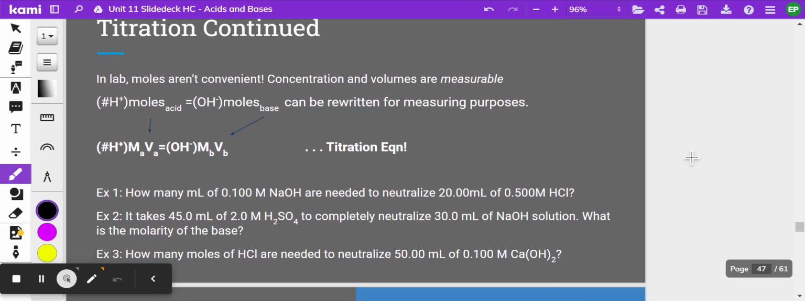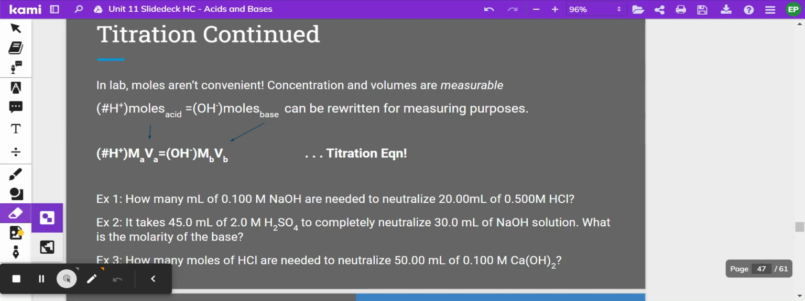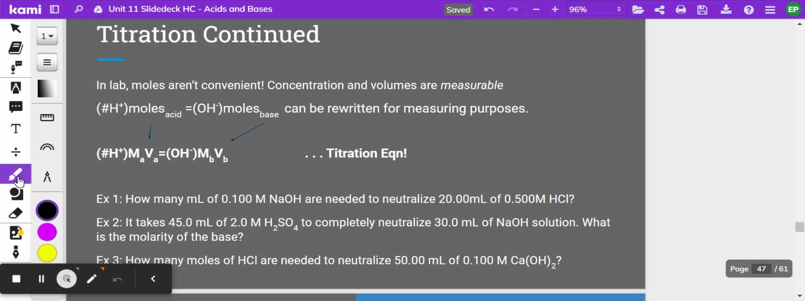Okay, so final few ideas and then a couple practice problems to make sure we grasp and master titration is that in lab, moles are not very convenient. So this equation here, while it does work, it's not super user-friendly for a chemist in the lab because you really can't measure moles at all. Measuring moles would be the same as counting particles, and particles are too small to count, so therefore it's not super easy to use.